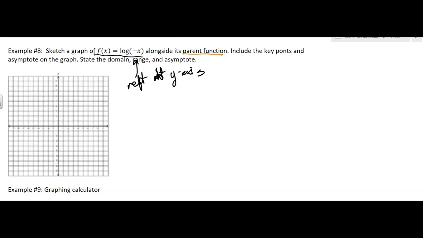And then we'll put the key points and the asymptote and state the domain, range and asymptote. Okay. So the parent function, this is a common log, right? So g of x would be log, common log, of x. Now, what does that look like? Well, we did one like that before. We said it's going to go through the point 1, 0, and it's going to go through the point 10, 1, and then 1/10, -1.